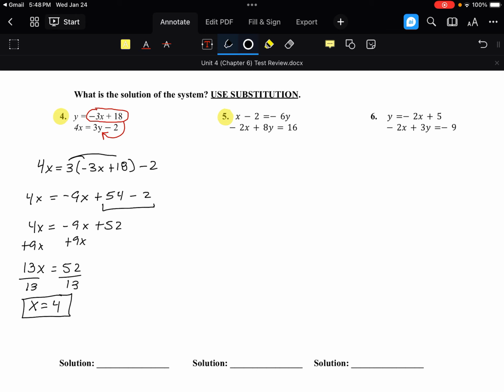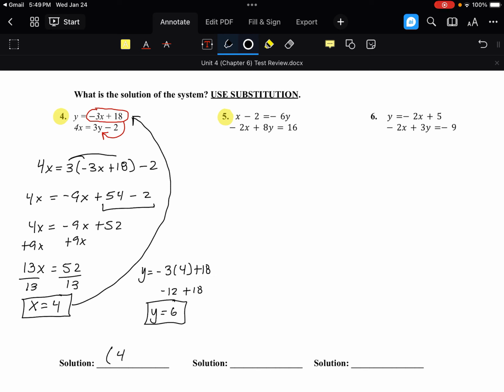Now that I know what x equals, I'm just going to plug it back in order to find y. And I'm going to plug it back into that first equation. So that means I'm going to get y equals negative 3 times 4 plus 18. Negative 3 times 4 is negative 12. Plus 18 is going to give us 6. So y equals 6. So our solution here is the point 4, 6.